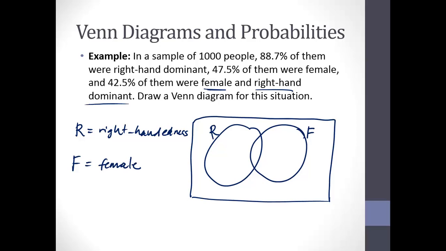Yeah. 42.5 goes in the middle because it's female and right-handed. Okay, exactly. So we can pick out the 42.5%. Those are people that are both right-handed and female. So that's going to go in this little part of the circle here, because that part of the diagram represents people who are both right-handed and female. So let's go with a decimal here. This is 0.425.